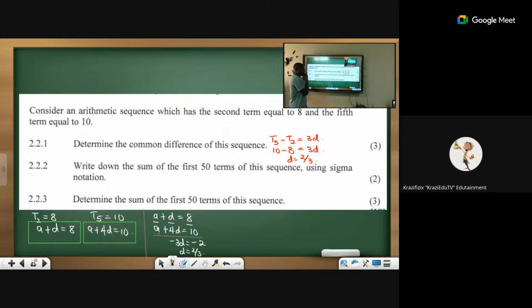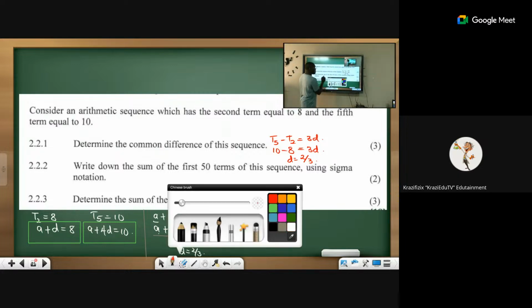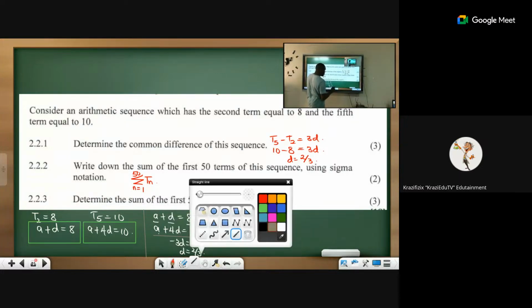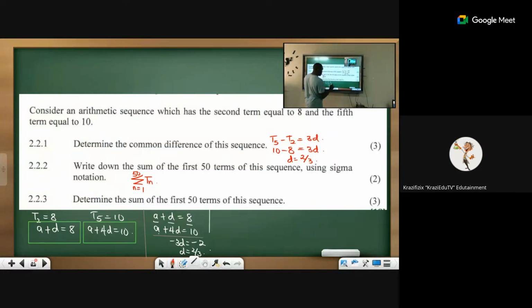Okay. Why do I need A? The examiner says I should write this as what? Sigma. Remember sigma, what comes in here? Tn. And I know the first 50 will start from 1 and end at what? So I'm still going to need to get my Tn. But do you guys remember? Okay, let's find A. What is A? We just substitute, right?